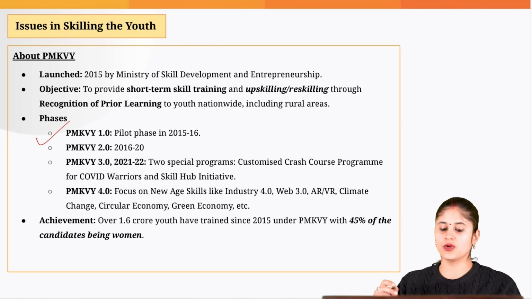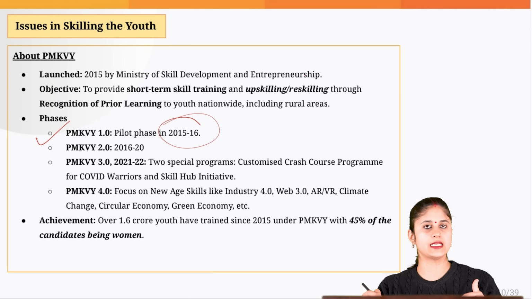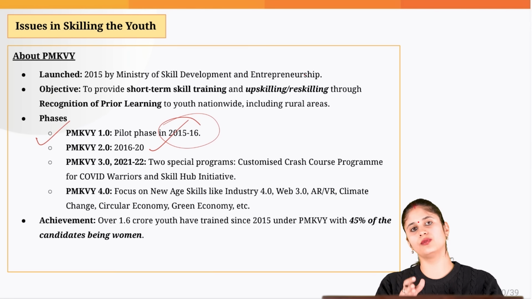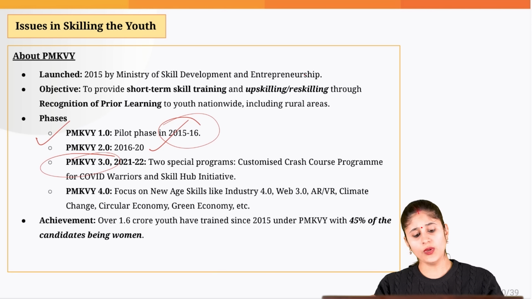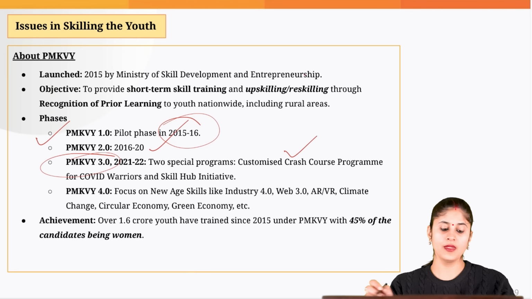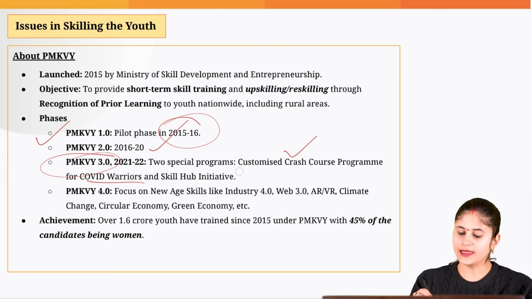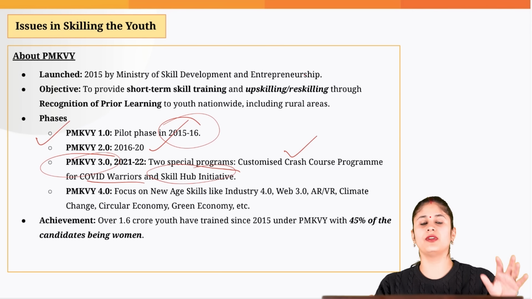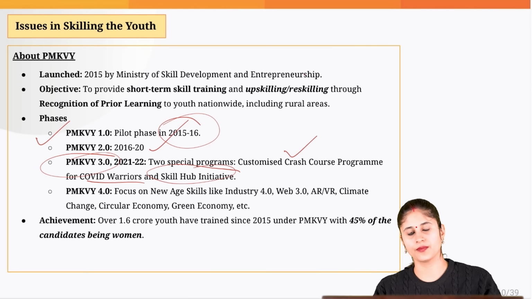So the first phase was launched on a pilot basis way back in 2015-16. Then we started the second phase, and it continued from 2016 to 20. Then in the third phase, we came up with two special programs. One was a customized crash course program for COVID warriors, basically to mitigate the impact of the COVID-19 pandemic. And then we came up with the Skill Hub initiative, wherein we are trying to mainstream and integrate vocational training with school education.